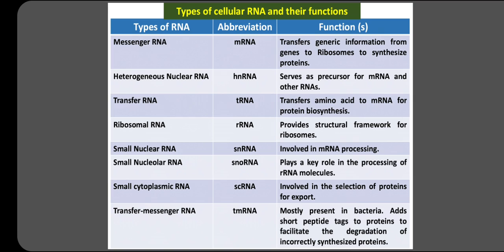The next RNA is transfer messenger RNA, tmRNA. It is mostly present in bacteria. It adds a short peptide tag to proteins to facilitate the degradation of incorrectly synthesized protein. When a protein is incorrectly synthesized, it needs to be degraded, so transfer messenger RNA adds a short peptide tag.